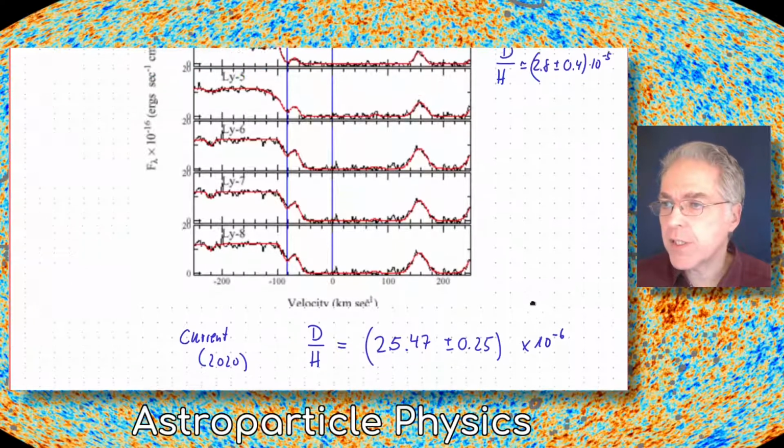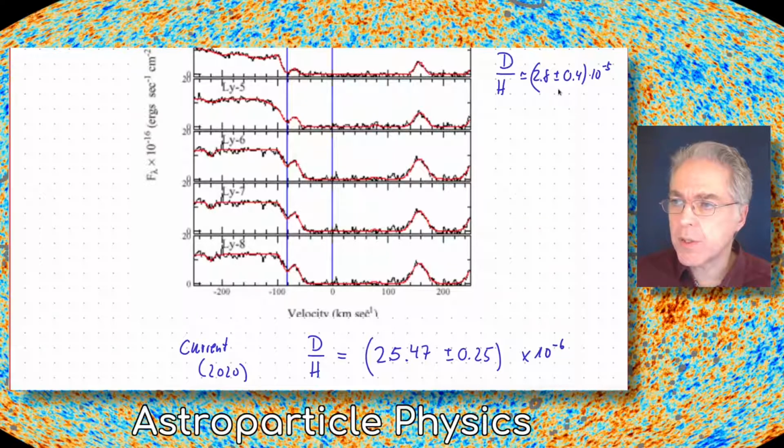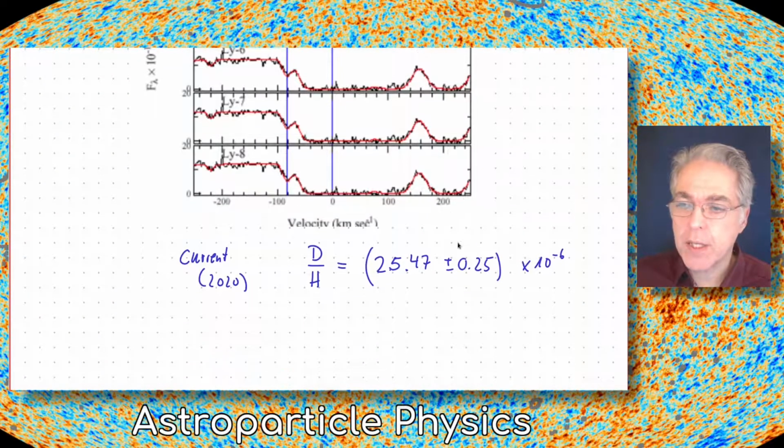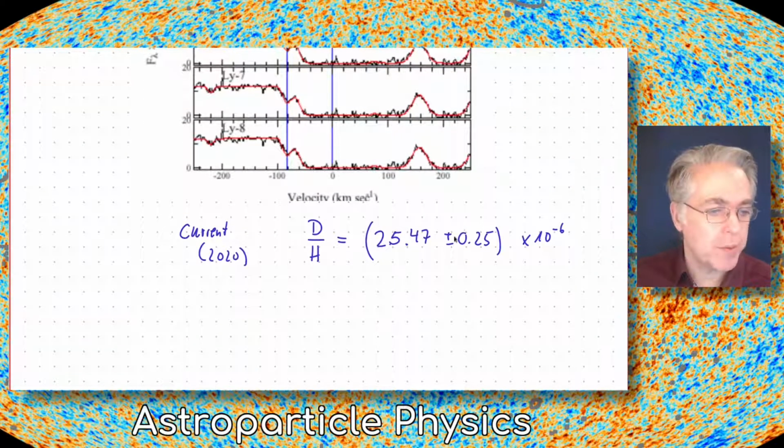So the nominal value is the same as in the system. So this is within errors consistent. So this is 2.5 times 10 to the minus 5, and this is 2.8 times 10 to the minus 5. But here the uncertainty is only 0.25 times 10 to the minus 6. So this is like one more digit which we can take into account as within the accuracy.